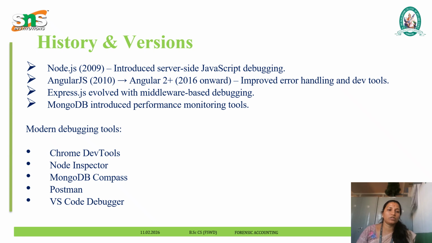In history and versions, Node.js was introduced in 2009, and it introduced server-side JavaScript debugging. AngularJS came in 2010, and Angular 2 plus from 2016 onwards. It improves error handling and DevOps tools. Express.js evolved with middleware-based debugging. MongoDB introduced performance monitoring tools, along with modern debugging tools such as Node Inspector, MongoDB Compass, Postman, Chrome DevTools, and VS Code Debugger.